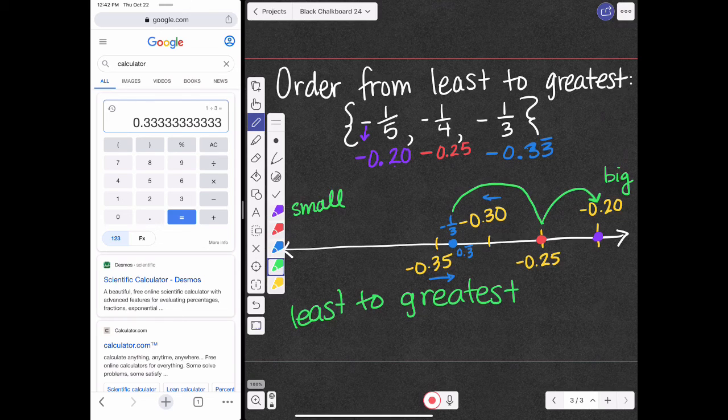So now I need to write them in least to greatest in my original numbers. So I have negative 1/3, and then the next is 0.25, which is negative 1/4. So I need to write negative 1/4 on there. And then the last is the purple one, which is negative 0.2, and that is negative 1/5. So then I write negative 1/5, and that is from least to greatest, and that is my set. This is the end of ordering rational numbers.